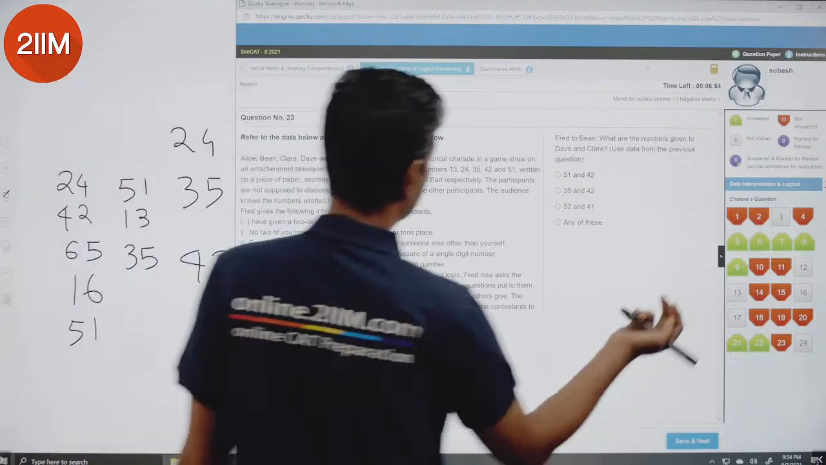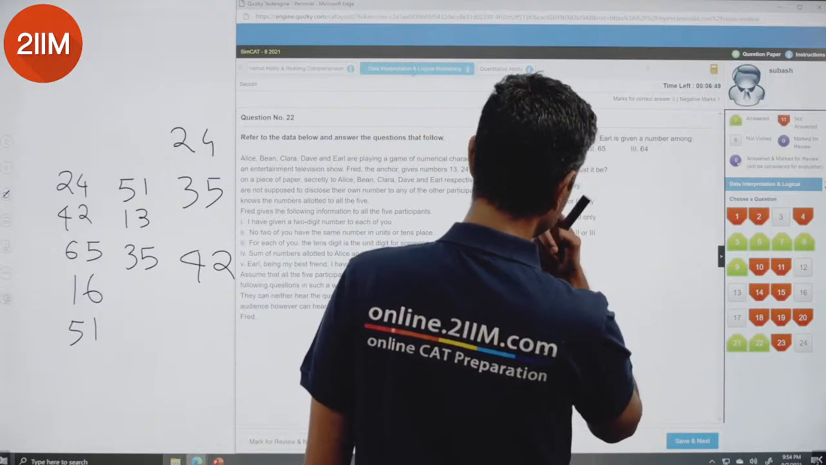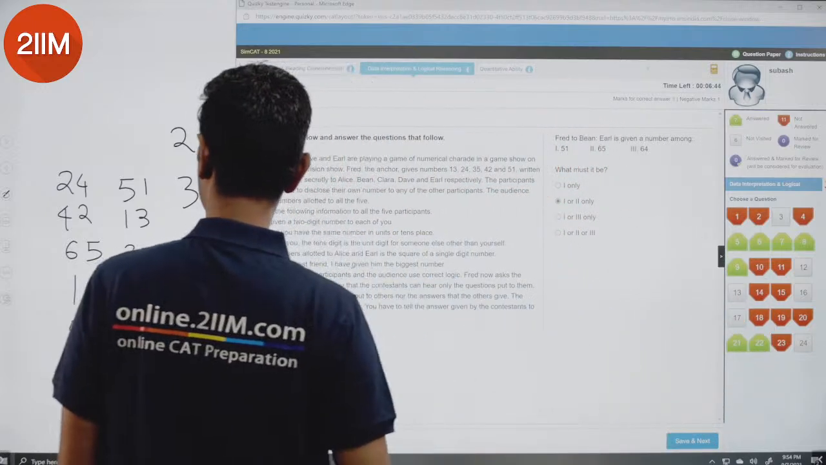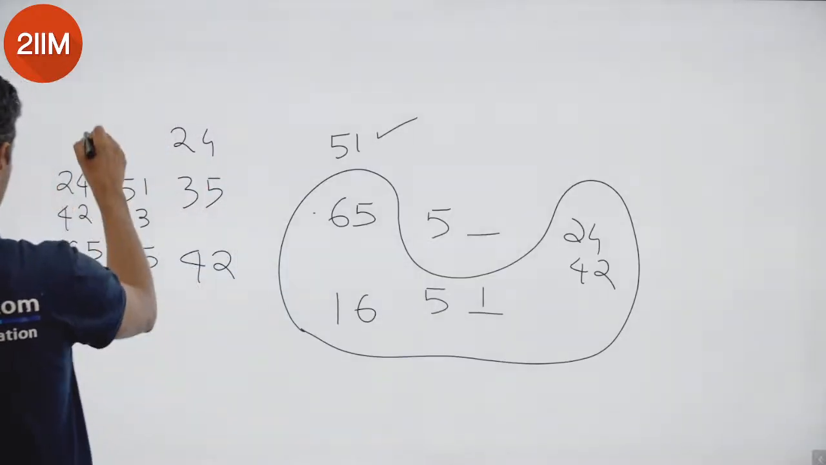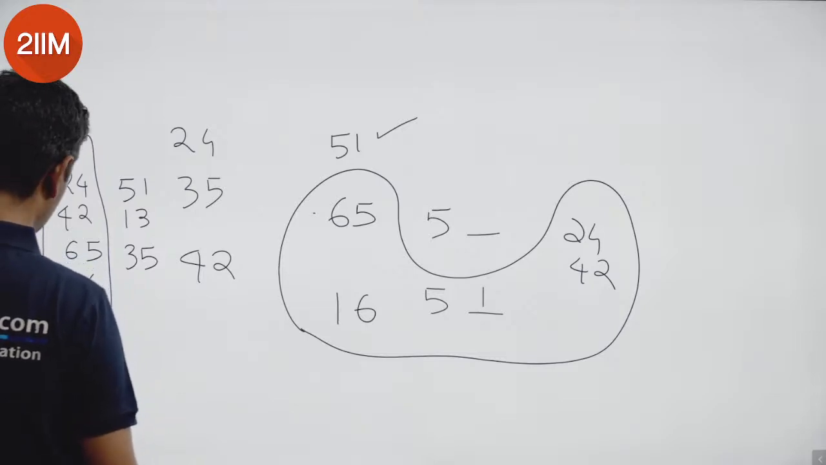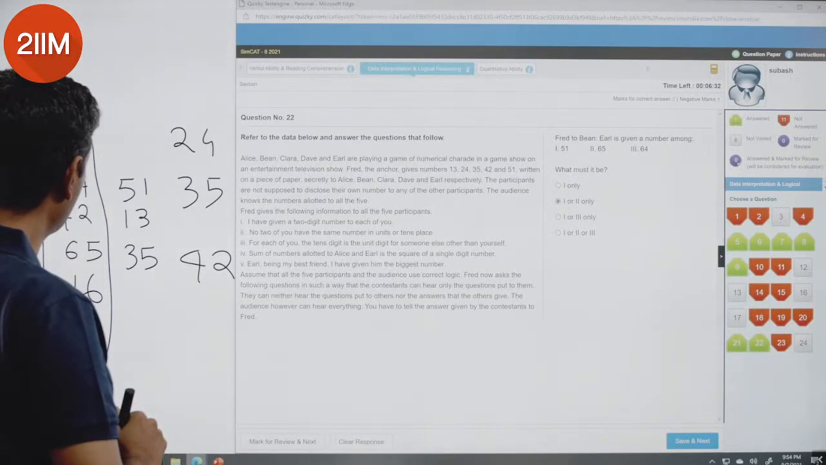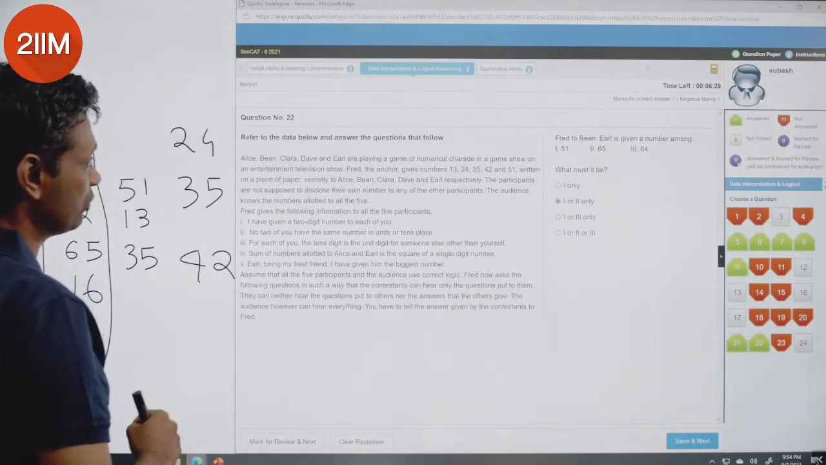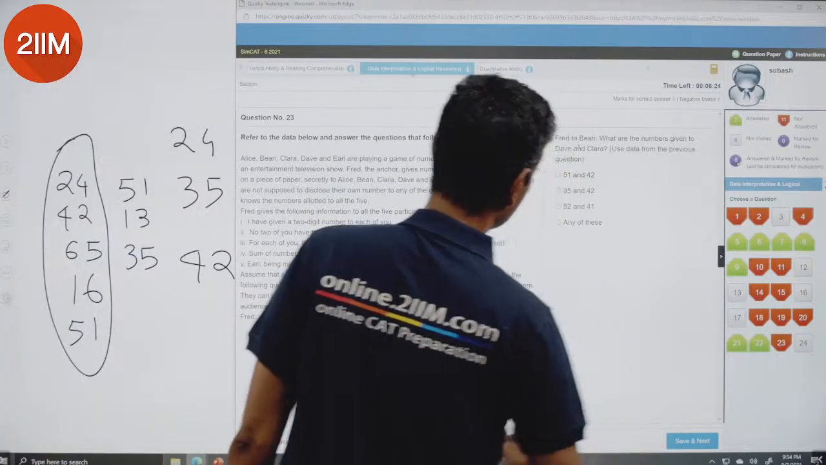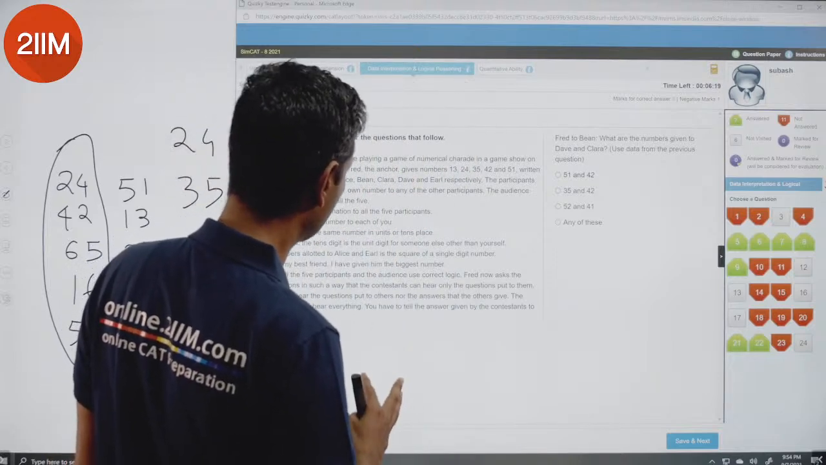What are the numbers given to Fred and Clara? Which question am I in? This system could very much be possible. This is what is bothering me. 65 for Earl, 16 adding up to 81, and 51 being the third number. I've got 24, somebody else has got 42. That's very much possible for the 5 numbers from Bean's point of view. This doesn't work. What are the numbers given to Dave and Clara? 51 and 42.